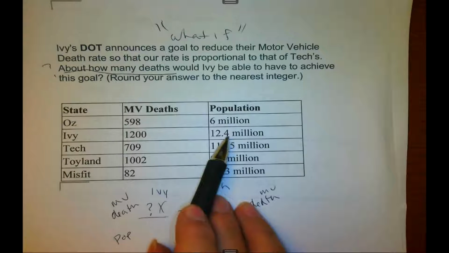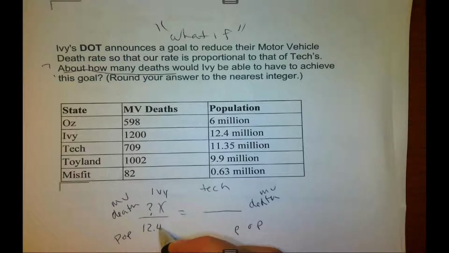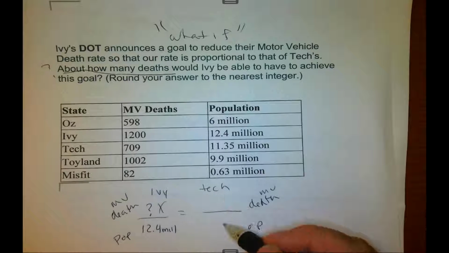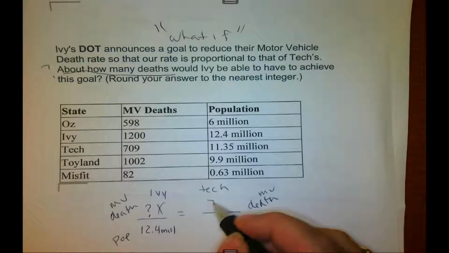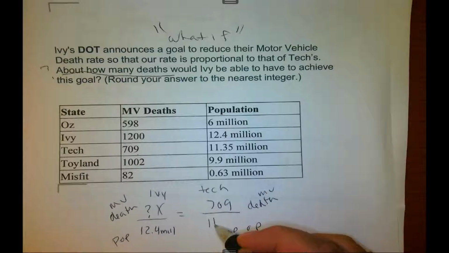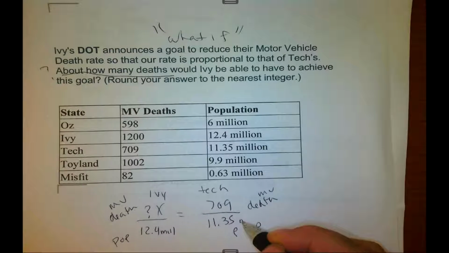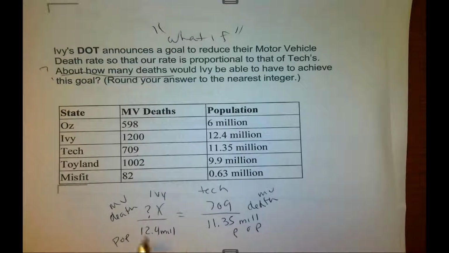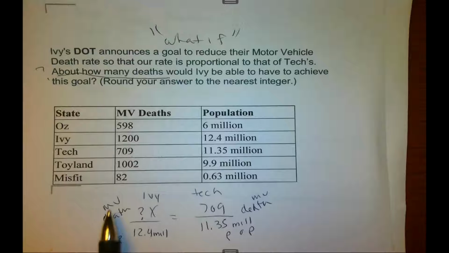What is their population? We fill in the template. And they're saying, what if it's proportional to tech? So we use all of tech's numbers: 709 deaths, 11.3 million. So even though we have an actual number, they're saying, what if Ivy was proportional to tech? What would their death rate be?